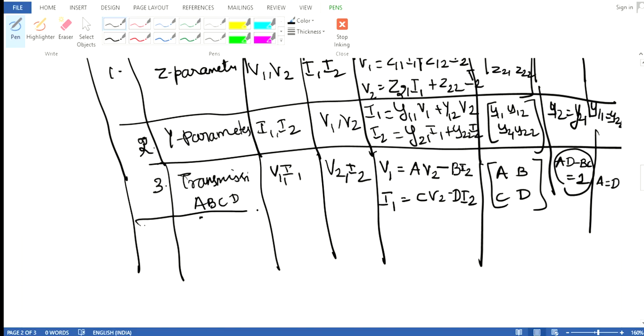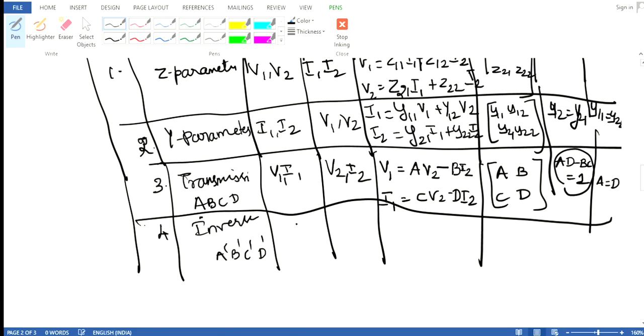Once you complete the transmission parameter, it is easy to understand your inverse transmission parameter. The letters are A dash, B dash, C dash, and D dash. And what are the letters you are going to use? Previously it was V1 I1. Yeah, very good. So for the inverse it will be V2 I2. V2 I2 is coming this side, which means this will be V1 and I1.